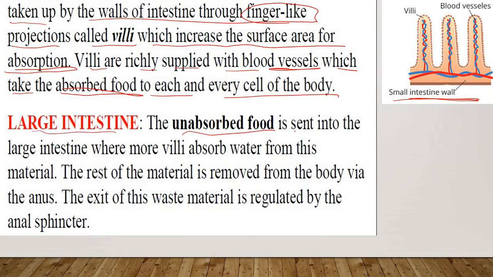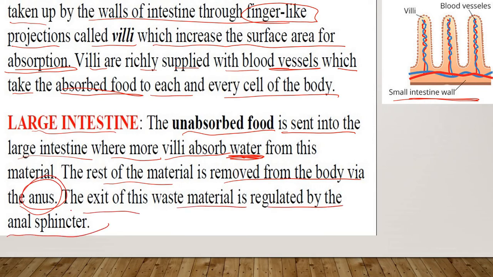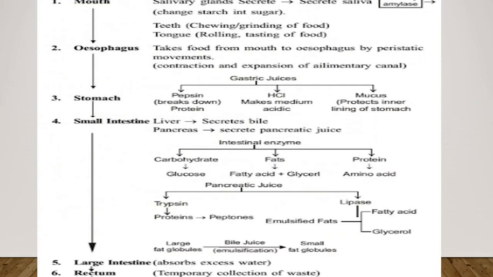Now the last part is the large intestine. The unabsorbed food is sent to the large intestine, where villi absorb water from this material, and the rest of the material is removed from the body via the anus. The exit of this waste material is regulated by the anal sphincter. So this was your worksheet.